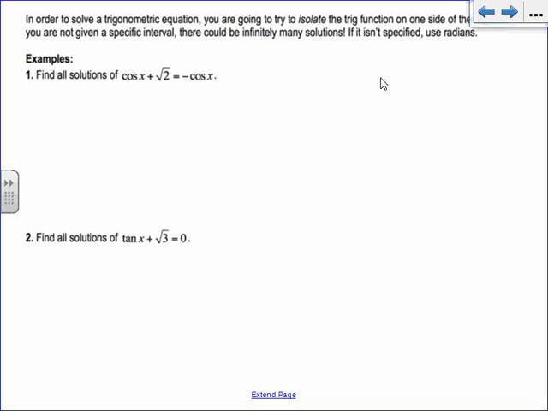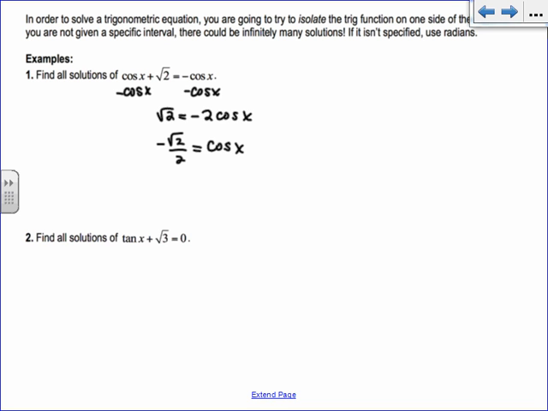All right, so it says in order to solve a trig equation, you're going to try to isolate the trig function. So you're trying to get like sine of x by itself, cosine of x by itself, whatever. Okay, so it's just like these last ones. It's just maybe it looks a little bit more complicated when you start. So if you have cosine of x plus root 2 equals negative cosine of x, then we just solve it like a normal equation. We're going to subtract cosine of x. So we get root 2 equals negative 2 cosine of x. And we divide by negative 2. So we get negative root 2 over 2 equals cosine of x.